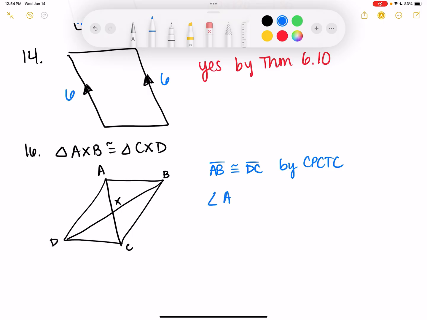Angle AXB is congruent to angle CXD. Why? So I could say the vertical angles theorem or CPCTC. So I know that this angle is congruent to this angle. What else do I know about my triangles?